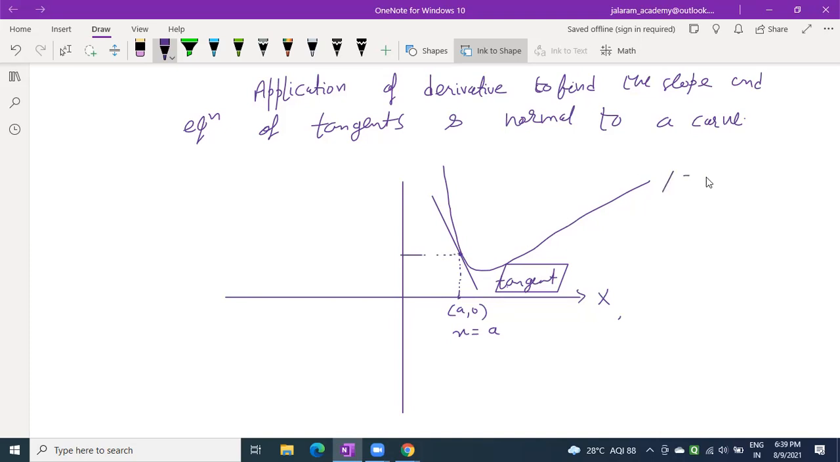And if this is the equation of the curve, y equals f(x), then at x equals A, the value of y will be f(A). So for x equals A, the value of y will be f(A). So this point will be 0, f(A). And this point, which is the point of contact, has the coordinates A, f(A).